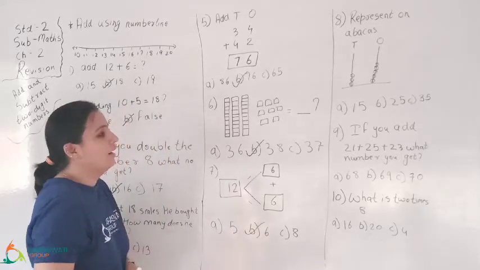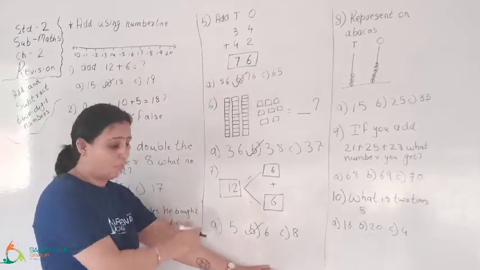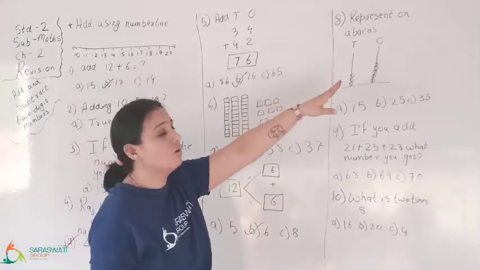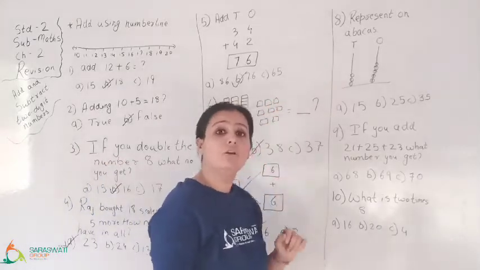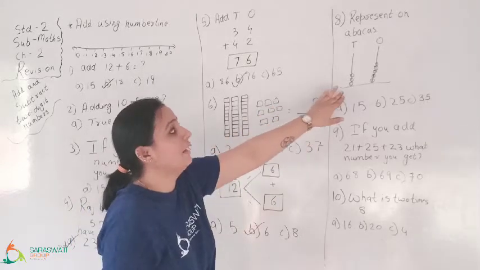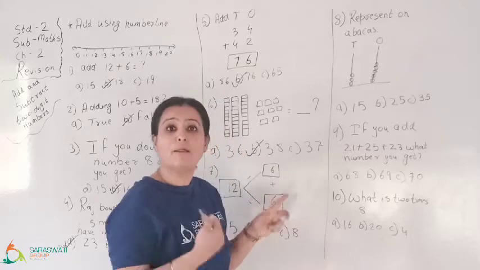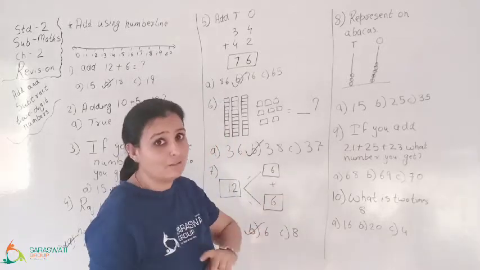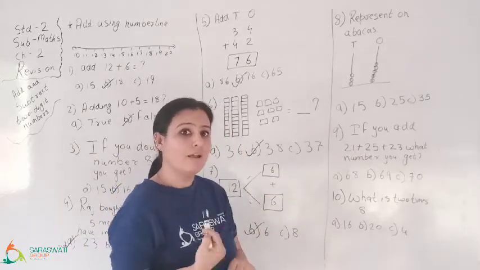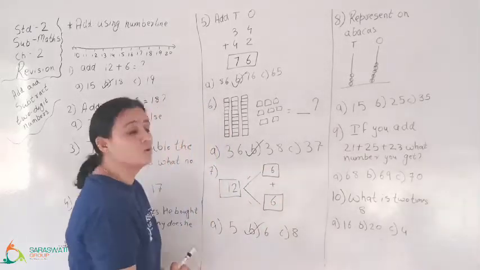Okay, now next is represent on abacus. This is also a type of addition and this is also based on addition. Represent on abacus. On the abacus you already have beads given in tens and ones rods. I showed you the abacus and explained how to represent a number on abacus, as well as how to add and subtract also on abacus.